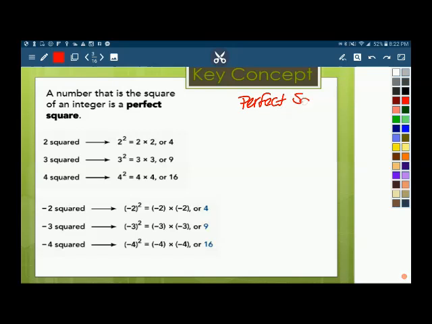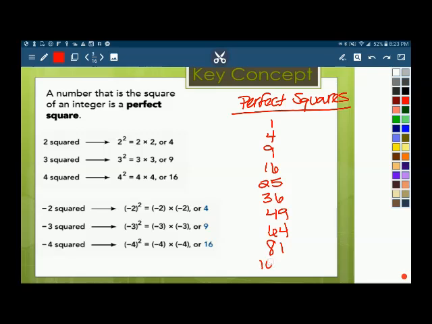Perfect squares. And you can make this list anytime you want just by squaring each number. And you can go beyond the first 10 as well if you're dealing with larger numbers, such as numbers larger than 100. So 1 squared is 1, 2 squared is 4, 3 squared is 9, 4 squared is 16, 5 squared is 25, 6 squared is 36, 7 squared is 49, 8 squared is 64, 9 squared is 81, 10 squared is 100.